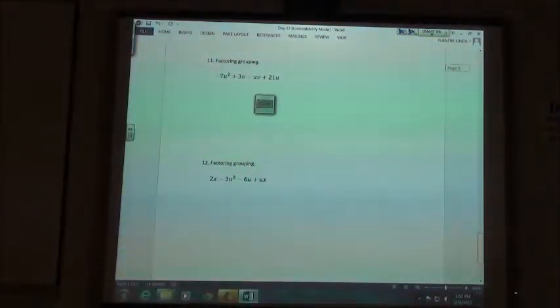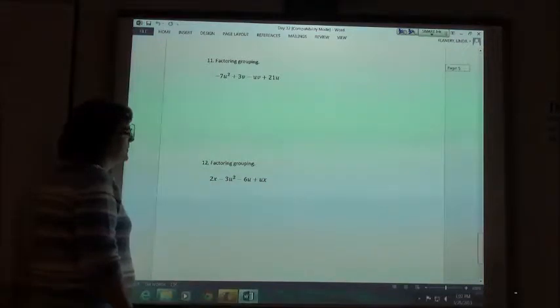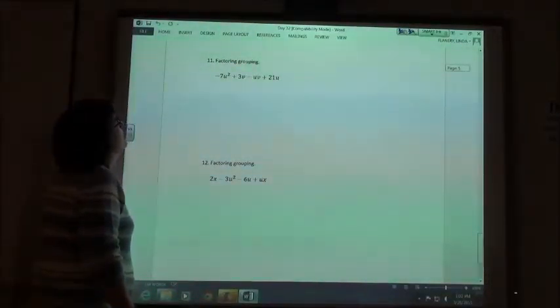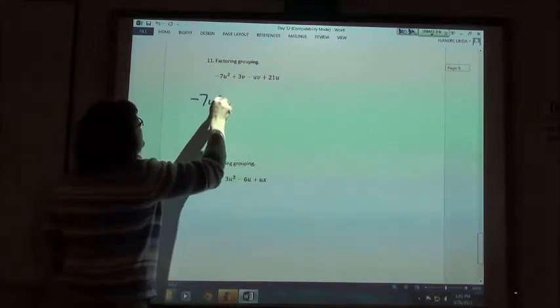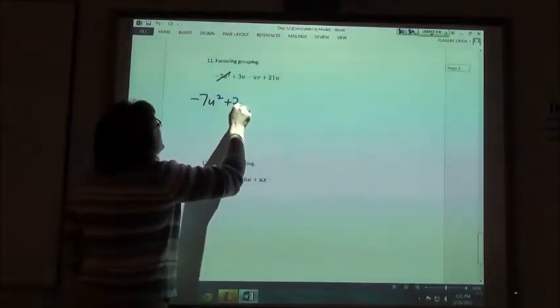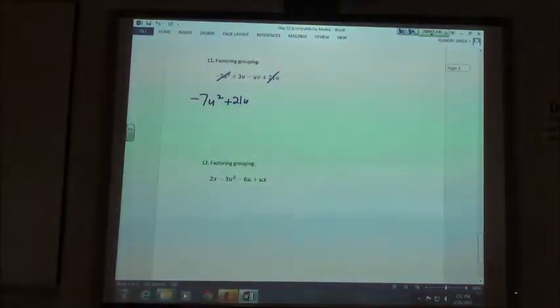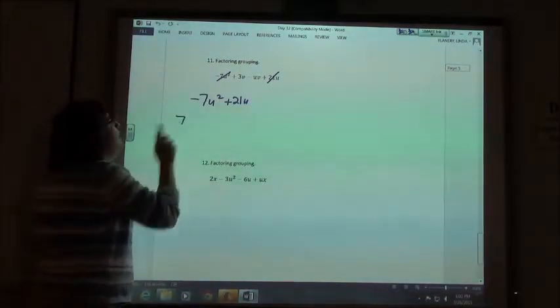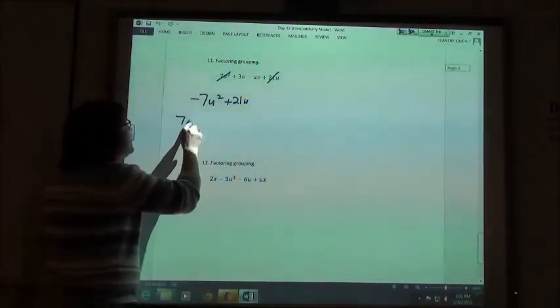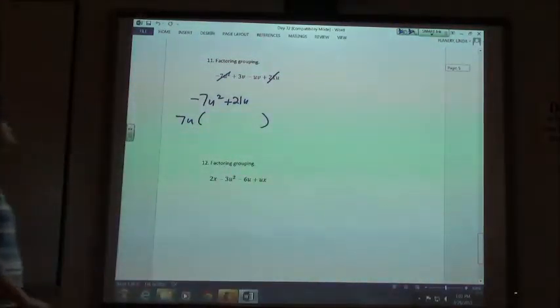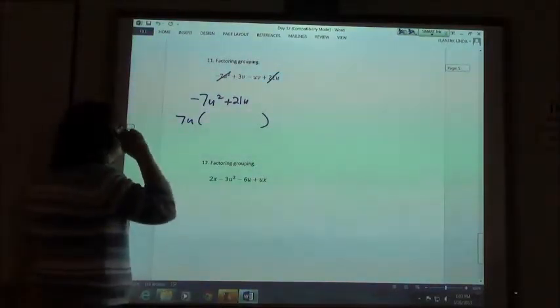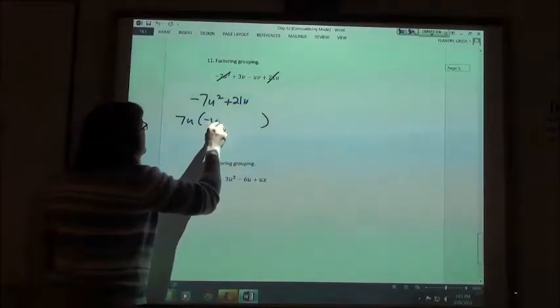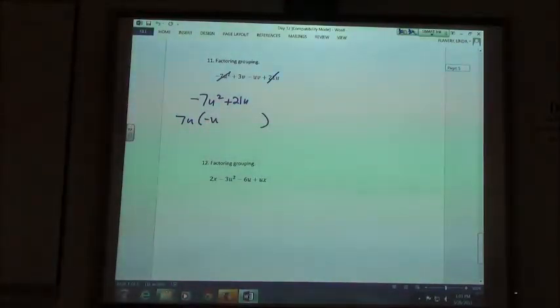All right, so number 11, if you look at that list, which pair should I probably start with? This negative 7u squared and the 21u. Sounds like a good idea. So out of those two terms, I can divide them both by 7u. So if I take negative 7u squared and I divide it by 7u, I get negative u. And if I take 21u divided by 7u, I get plus 3.